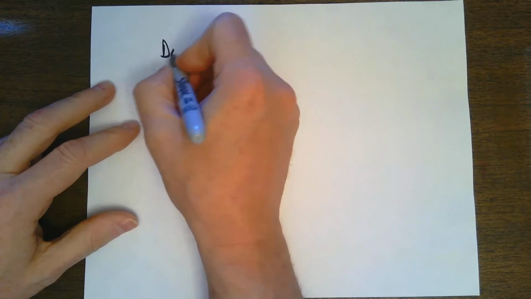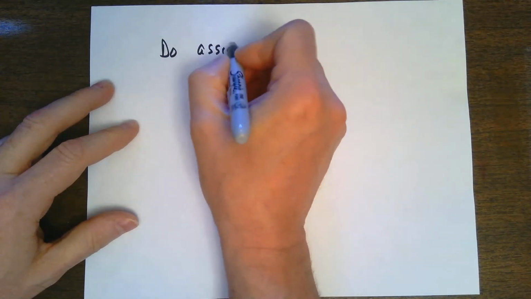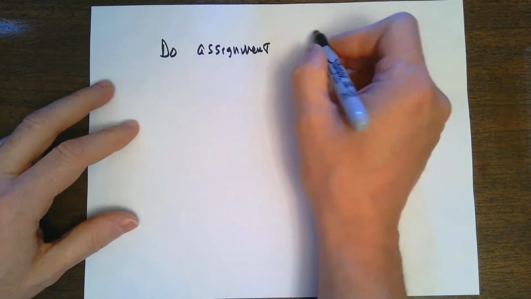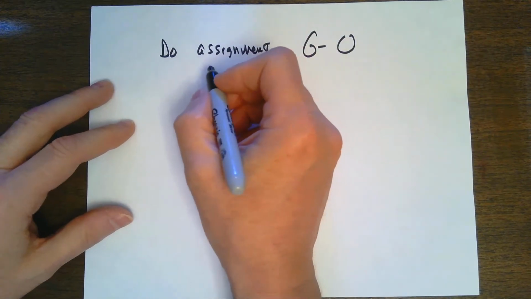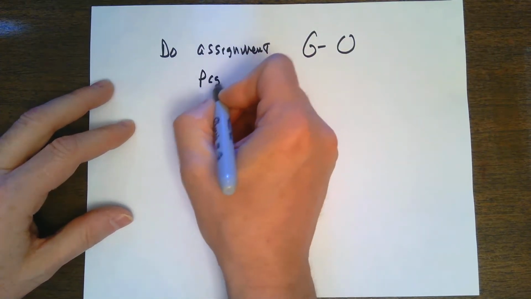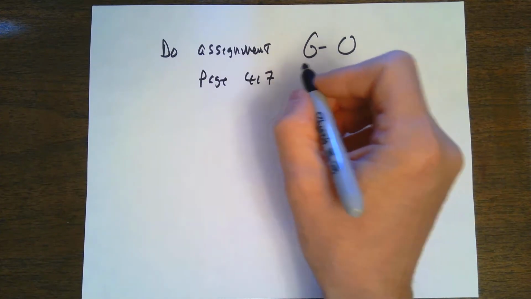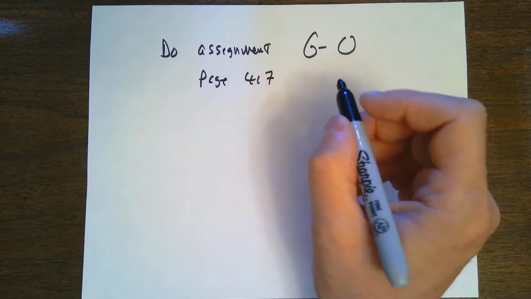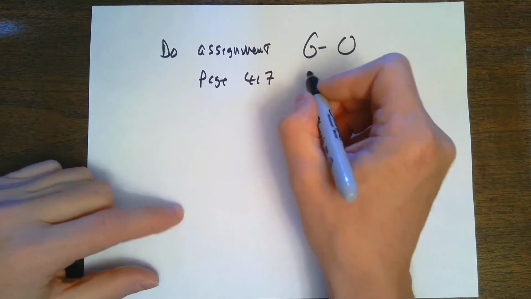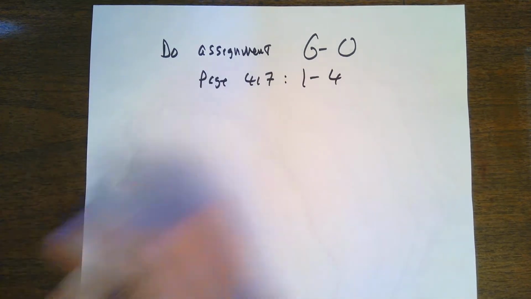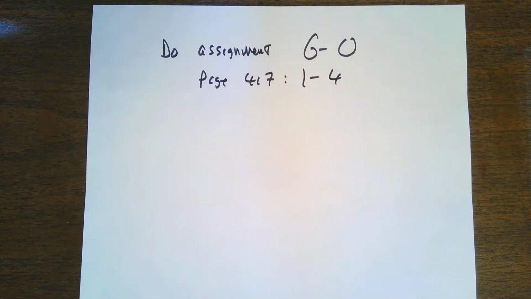So now I want you to go ahead and do assignment 6-0. It's on page 417, and I want you to do 417 and 418. It goes over to the next page. I want you to do problems 1 through 4. Problem number 1 is going to ask you to create graphs of given sinusoids. We should be able to do that. It says you want to sketch them by hand, but practice doing them on the calculator.